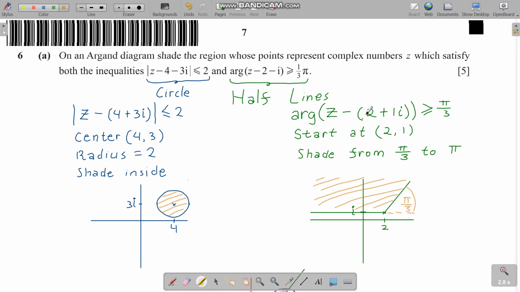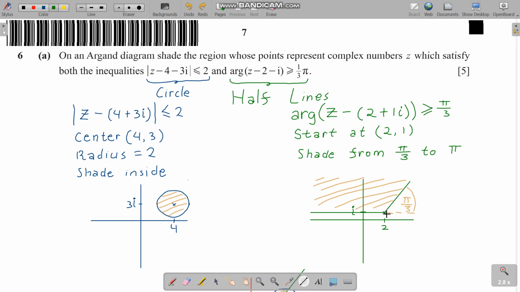So we have to express in z minus z1 form, and if we multiply we get minus 2. Here back to this, and if we multiply we get minus i. We're not changing the question, but we can identify the starting point of the half line, which is 2, 1. So 2, 1 is around here, and the angle is greater than pi over 3.